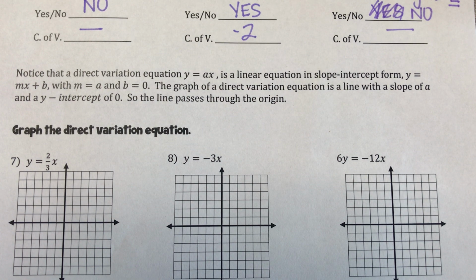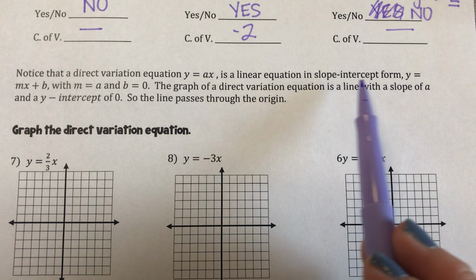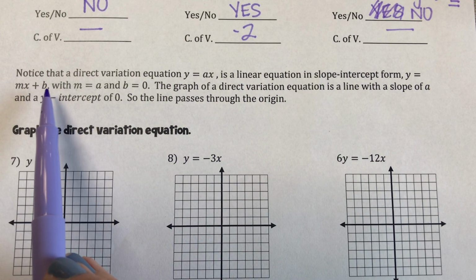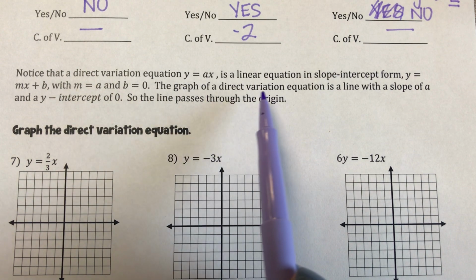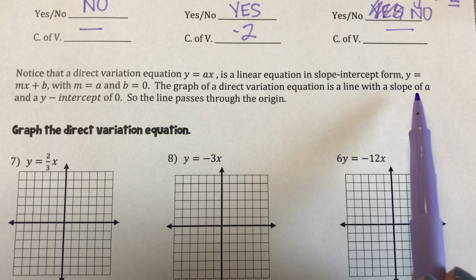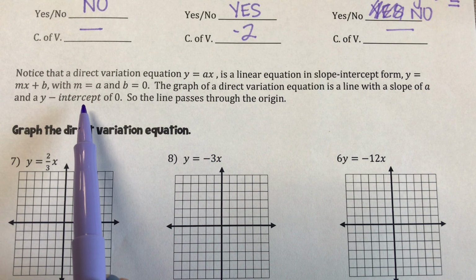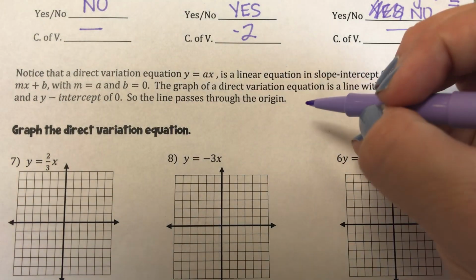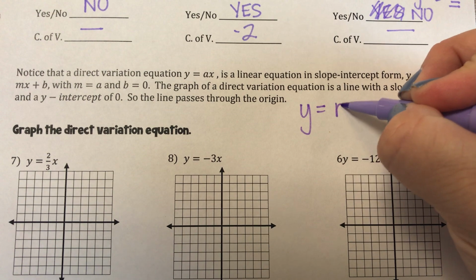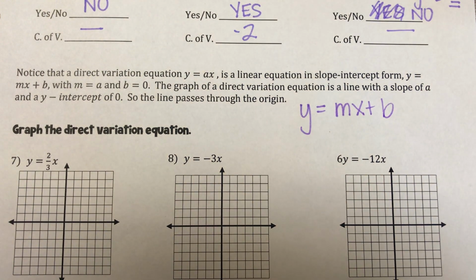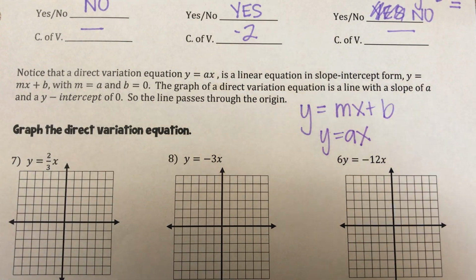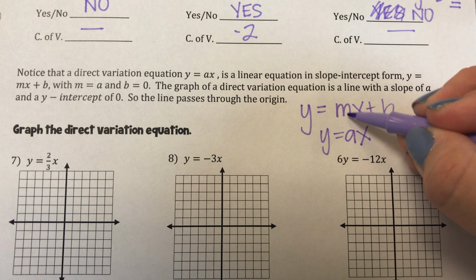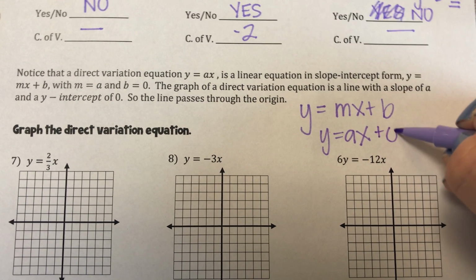Notice that a direct variation equation, y equals ax, is a linear equation in slope-intercept form, y equals mx plus b, where m is a and b is 0. The graph of a direct variation equation is a line with a slope of a and a y-intercept of 0. So the line is going to pass through the origin. If y equals mx plus b is our slope-intercept form, then when you have the equation y equals ax, a is your slope, and the y-intercept is always 0.